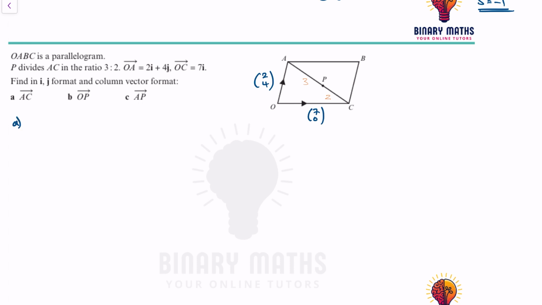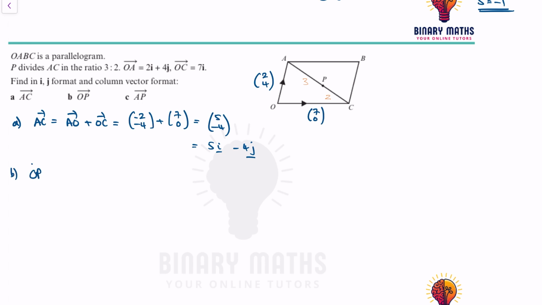A. Find in ij component column vector format A to C. A to C is equal to A to O plus O to C. Now A to O is in the opposite direction, so it's going to be minus 2, minus 4, plus 7, 0, which gives us minus 2 plus 7 is 5, minus 4 at the bottom. So that's in column vector form. In ij format, it's 5i minus 4j.